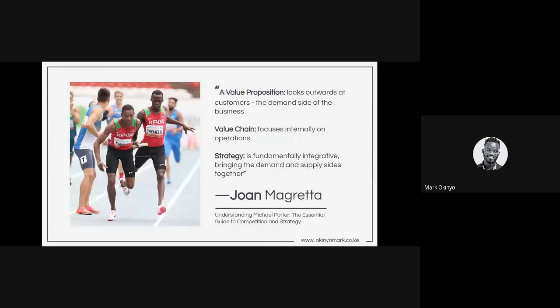A value chain focuses internally on operations. So we just talked about how to do a competitive benchmarking exercise, where you look at all the different things and how the different players have chosen to position themselves, so that you can also be better informed in terms of what you're going to do to deliver your value. So are you going to play in the same space as them, or are you going to find a gap? And if you're going to find a gap, what are the activities that you're going to do to help you deliver that value? Yeah. And then strategy is integrative, because it brings the demand side and the supply side together. So all the different actions in terms of what you choose to focus on as a business will help you understand or will largely define the levels of success you'll have.